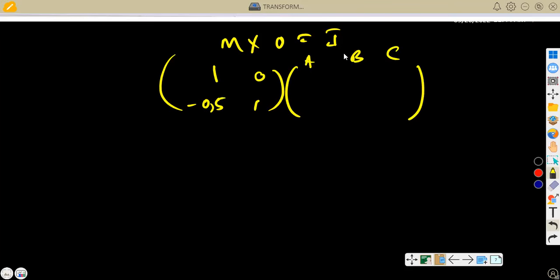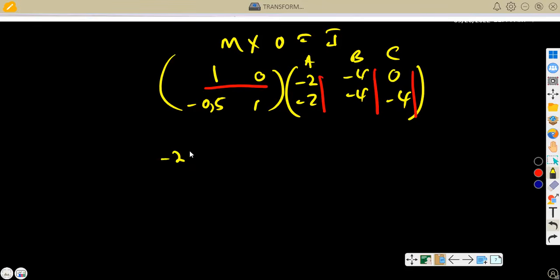So just like usual, the coordinates of ABC, we have got them: A is -2, B is -4, C is 0, -4. So row by column, just like what we did previously. It's this row by the first column, second one, and third one. Let us start with the first one. 1 by -2, that's -2, plus 0 times -2, that's a 0. We move on to this column. 1 by -4 is -4, plus 0 by -4, that's a 0 there. 1 by 0 is 0, plus 0 by -4, which is 0.